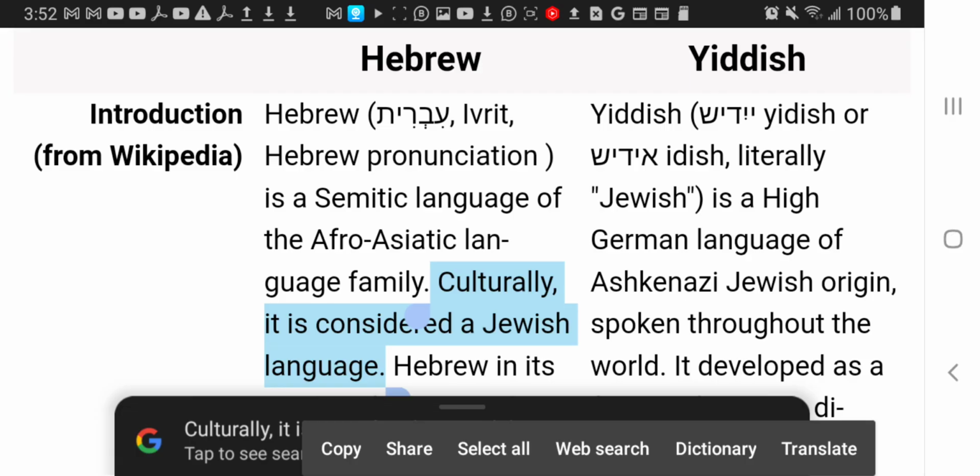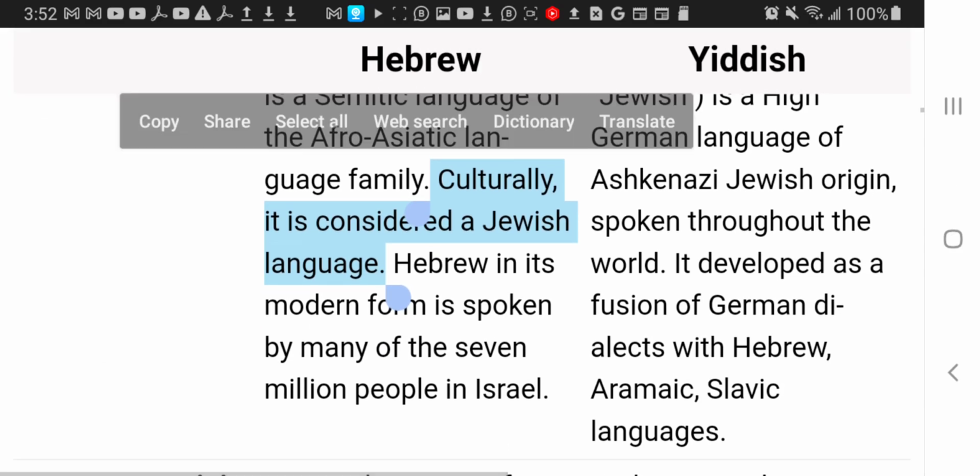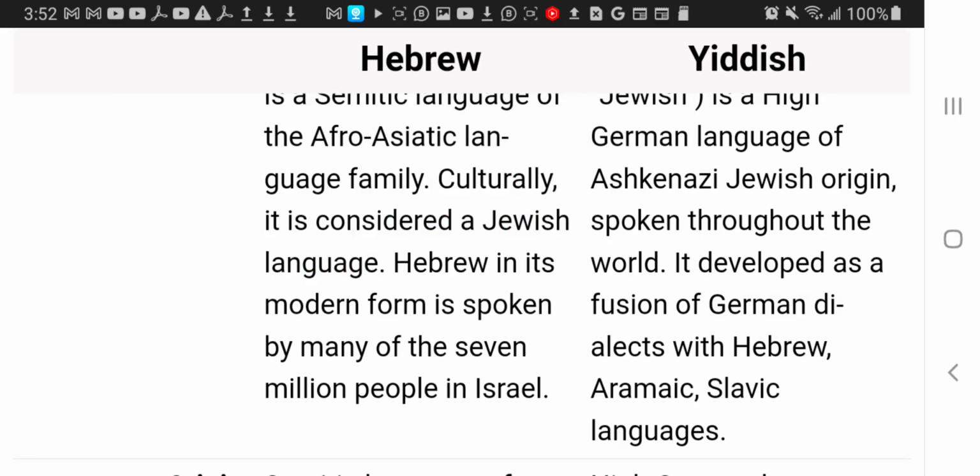Culturally, it is considered a Jewish language, in the modern culture. Where's the cancel culture, huh? A Jewish language, Hebrew in its modern form. Now, remember, we're talking about modern. So we're talking about two things here: the roots of it, Afro-Semitic, and the modern forms of it.